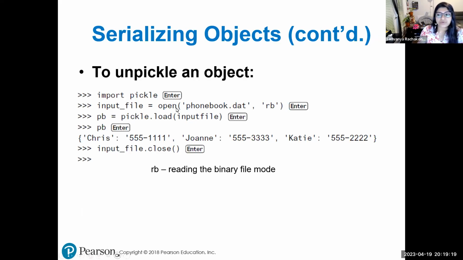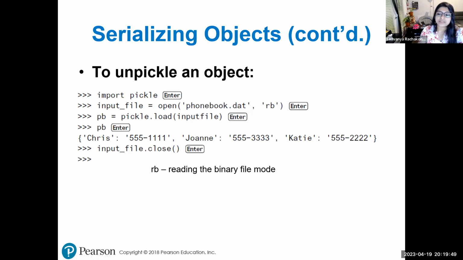So now you are opening that. Phonebook.dat is your file name. Mode is read binary, rb. And then pb, for phonebook in short, just a random variable name, is equal to pickle.load input file. Input file is the file that we have just opened. Now, if you enter pb, we are getting its original contents, which is a dictionary. You can just close the file now. So that is how we serialize the objects.